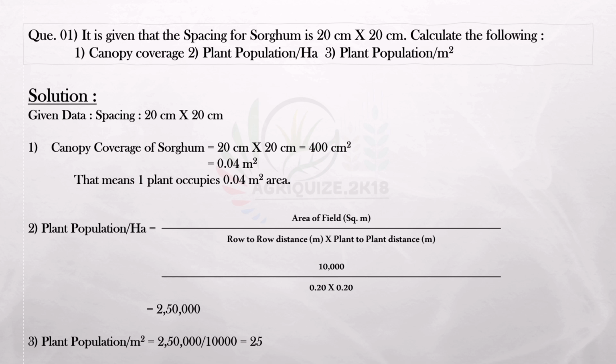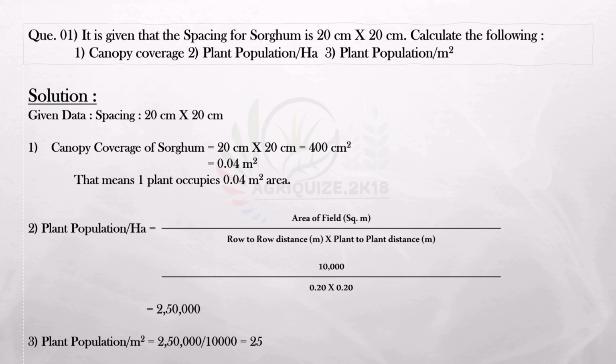Here we have to calculate how much area is covered by one plant. So by multiplying row-to-row distance and plant-to-plant distance, we can calculate how much area is occupied by one plant. Here, 20 centimeters into 20 centimeters is equal to 400 square centimeters. That means 0.04 square meter. So here we got our first answer. Canopy coverage of sorghum is 0.04 square meter area.